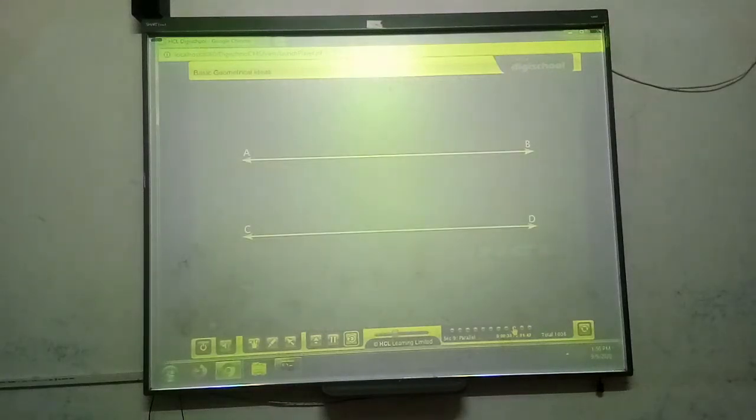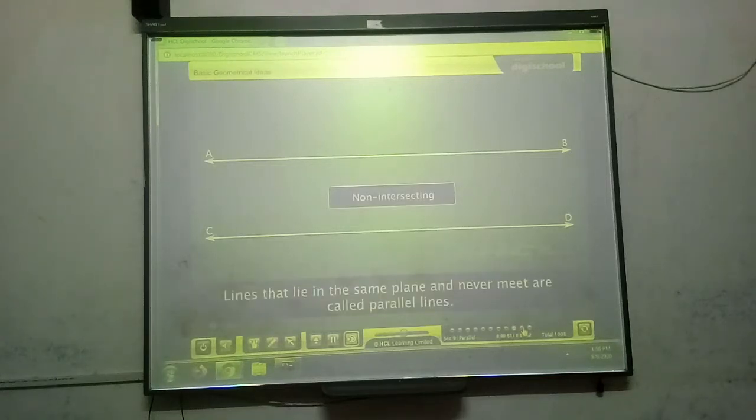...on which a train runs? Do they ever meet? Let's draw two line segments AB and CD to represent the tracks. You can see that they do not meet at any point. Let's extend them in both directions. They still do not meet at any point. Lines that lie in the same plane and never meet are called non-intersecting or parallel lines.